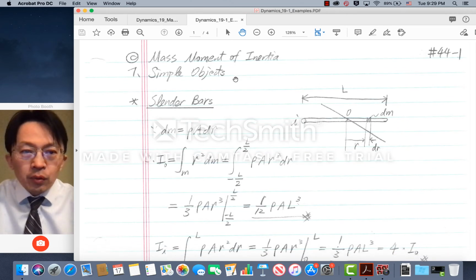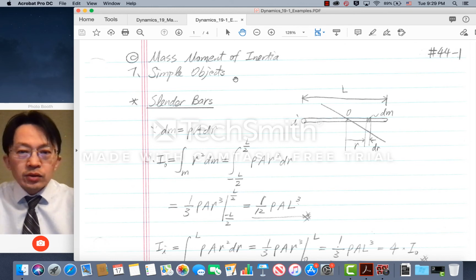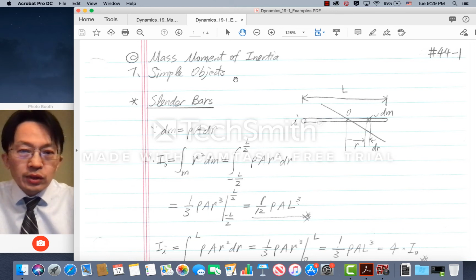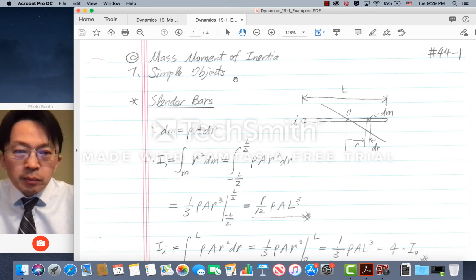The first example we'd like to consider here is just a slender bar, or you can consider a cylindrical object with almost zero or the minimum diameter. In other words, we will not consider the diameter of the slender bar. We just consider the length, in this case denoted as capital L.